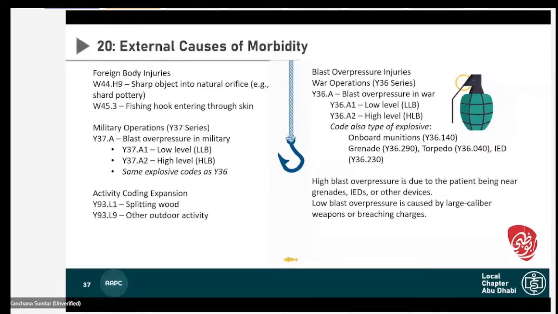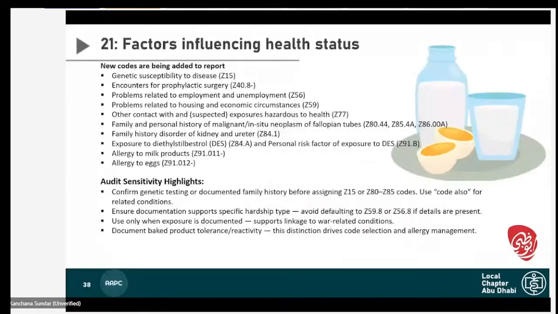And coming to the last chapter, factors influencing health status, we see new codes in the genetic susceptibility diseases, that is Z15, encounter for prophylactic surgeries, and problems related to employment and unemployment, and problems related to housing and economic circumstances, other contact with and exposure hazardous to health, and family and personal history of malignancy in situ neoplasm, fallopian tubes. We see tons of change in the family and personal history of malignancy. You can see the series being listed here.